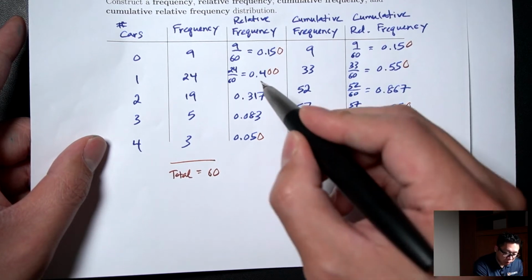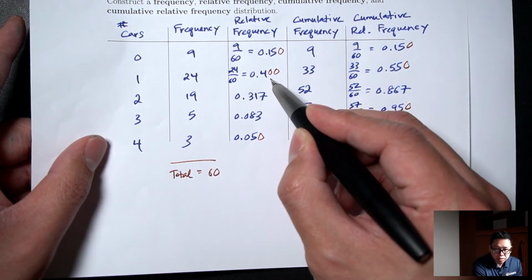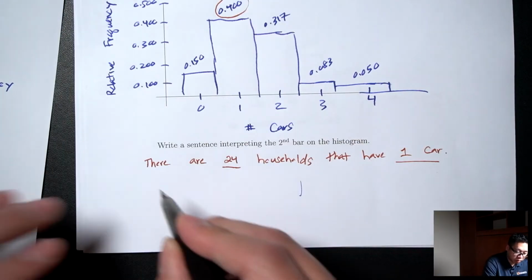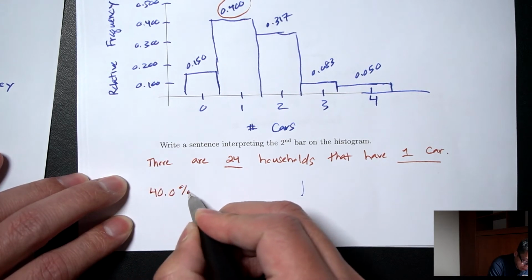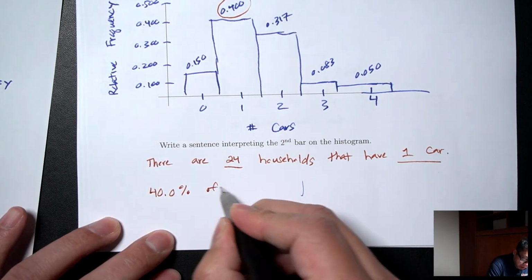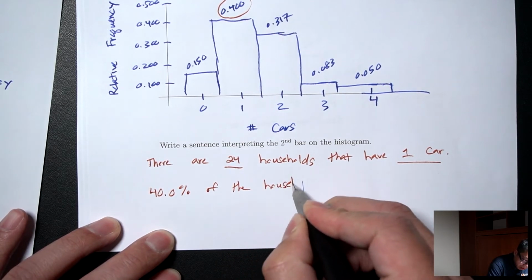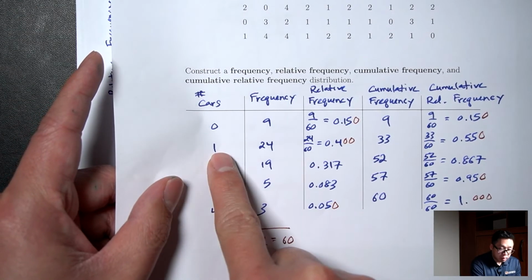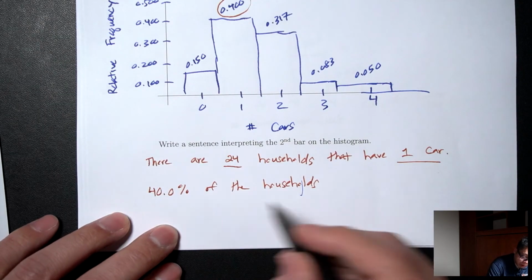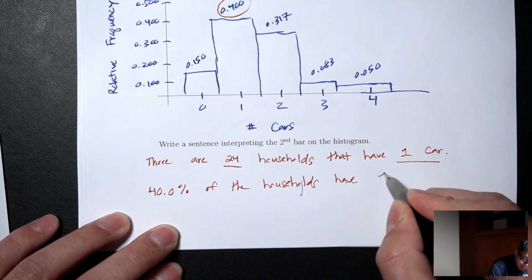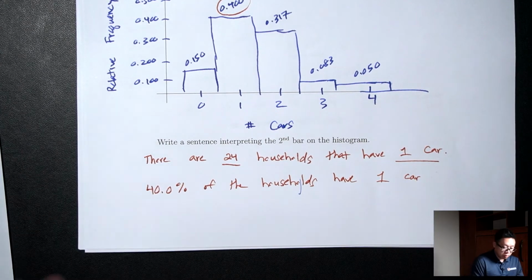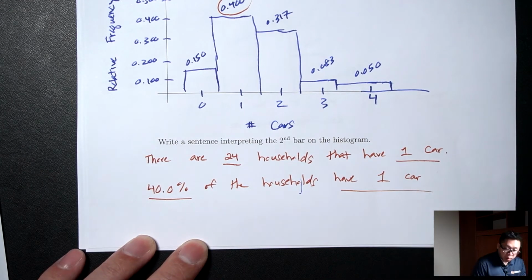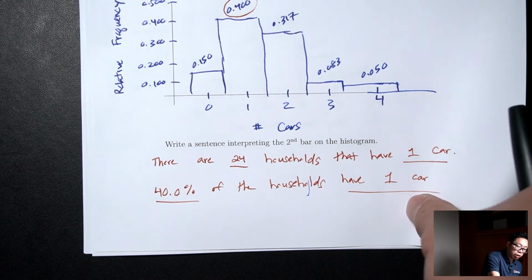Now, the 0.400. Anytime we are interpreting a relative frequency, I want you to convert it to a percent. So we're going to move the decimal point 2 to the right, which is the same thing as just multiplying by 100. 2 to the right, it's 40.0, so that's 40.0%. So 40.0% of the households. And what's special about these 40%? These 40% have one car. 40% of the households have one car. So I'm looking for the 40% that you converted to a percent, and then what's special about the 40%? They have one car.